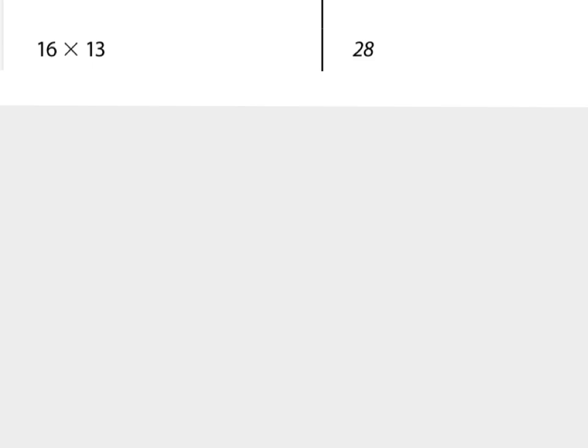But if I were going to round them, I'd quickly just do 15 times 10, and it's 150. So this is way too low. All right, so this time we are going to use our area model to multiply to find our product.